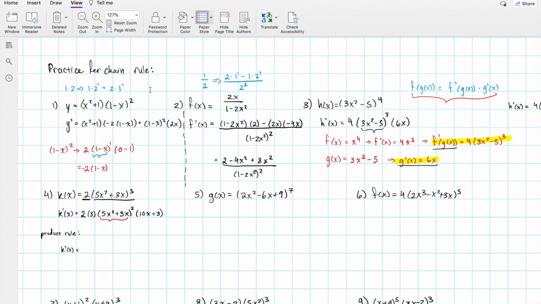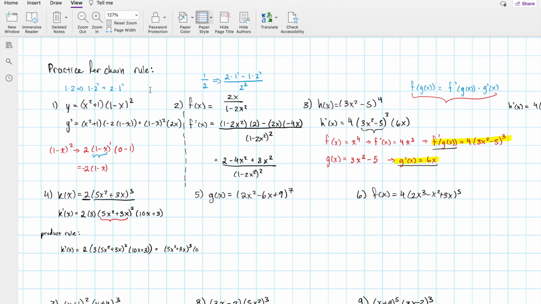So k prime of x is going to equal 2 multiplied by the derivative of this big cube thing, which is (5x squared plus 3x) to the power of 2. And again, we're multiplying it using chain rule. We're multiplying by whatever was inside the bracket, the derivative of that, which is (10x plus 3). Again, more brackets, plus (5x squared plus 3x) cubed times the derivative of 2, which is still 0.